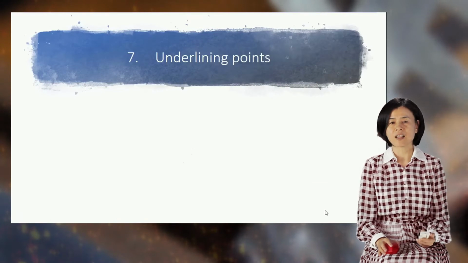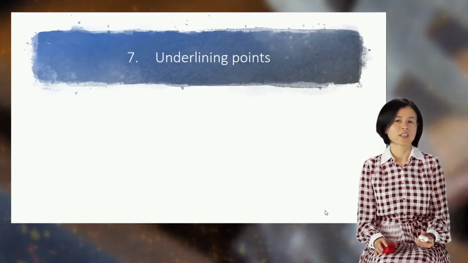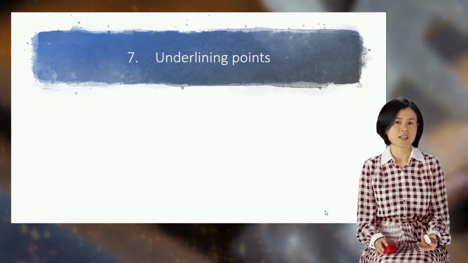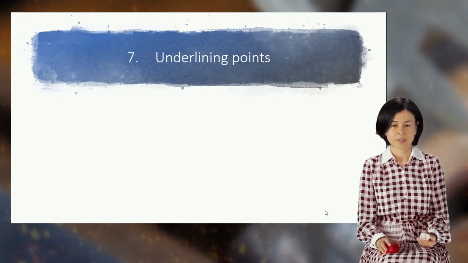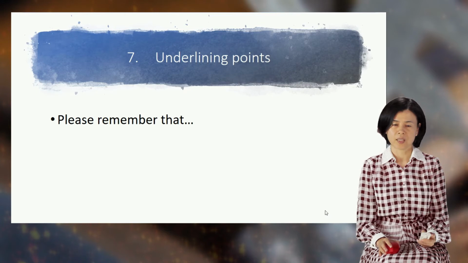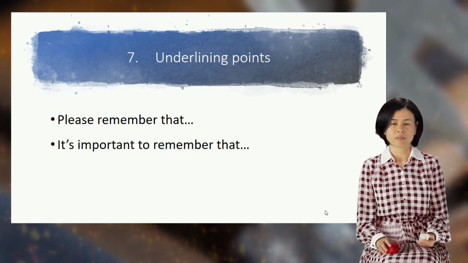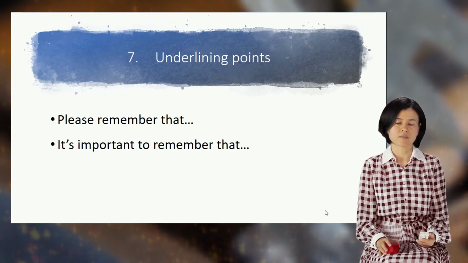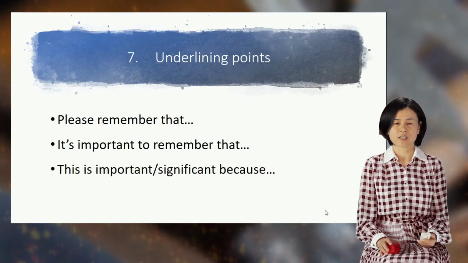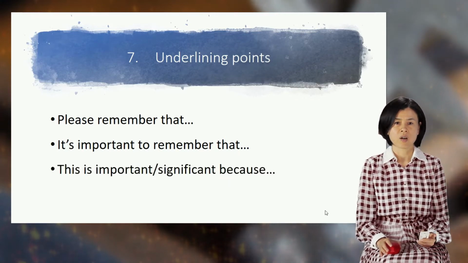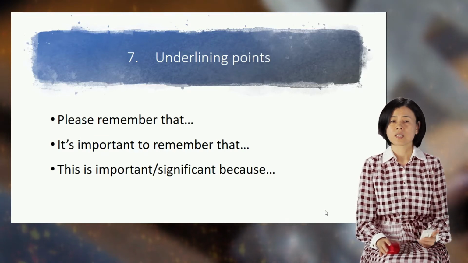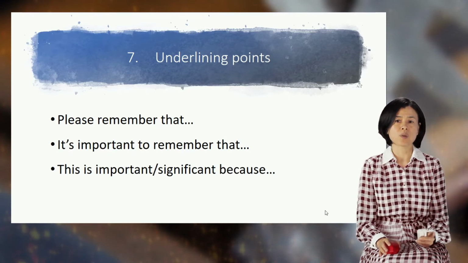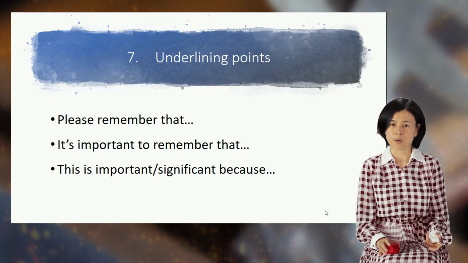Topic 7. Underlining points. During a presentation, you probably would like to emphasize some points. In this situation, you may use sentences like, "Please remember that." "It's important to remember that." Or, "This is important because," or, "This is significant because." It is important to use these sentences because the audience will pay more attention to the points that you are talking about.